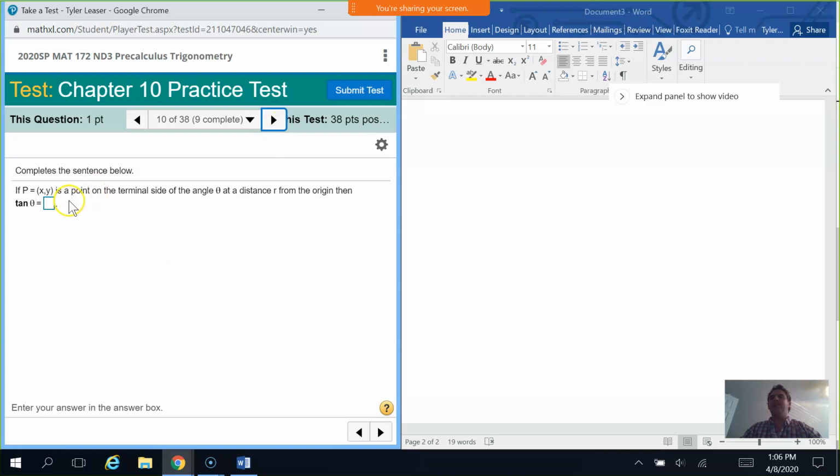Complete the sentence below. If P equals (x, y) is a point on the terminal side of the angle theta at a distance r from the origin, then tangent is blank.